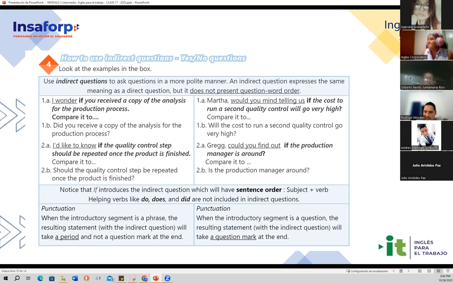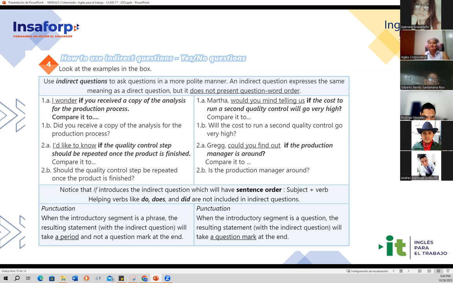Okay. An indirect question expresses the same meaning as a direct question, but it doesn't present question word order. We have the following examples. Okay, number one, it says, I wonder if you received a copy of the analysis for the production process. Okay, compare it to B: Did you receive a copy of the analysis for the production process? In that case, it is a yes, no question. The answer will be, yes, I did, or no, I didn't, right? So how do you prefer that someone ask you that question? I wonder if you received, or the direct question, did you receive?